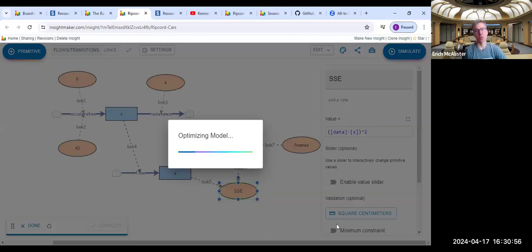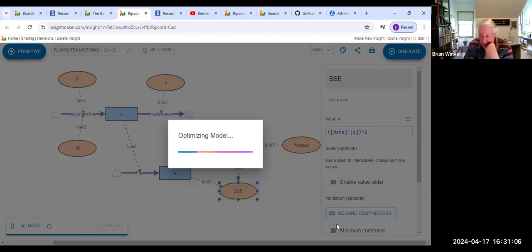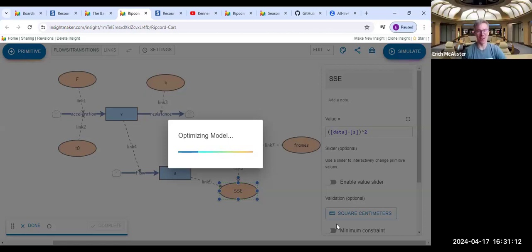I think the optimization might be running a little slow for me right now because there's a lot going on on my computer with Zoom and such. I know what's happening. It's self-conscious because we're talking about it. That's actually quite possible.